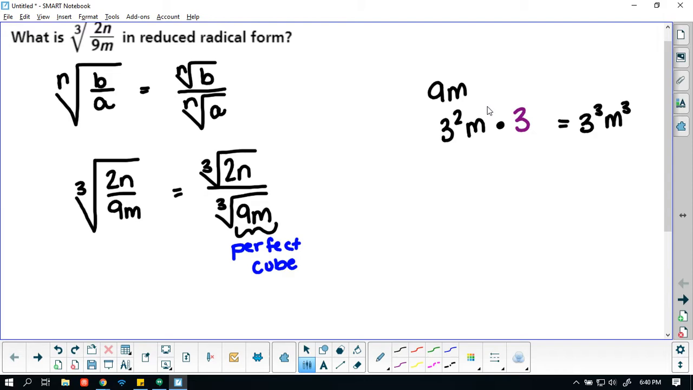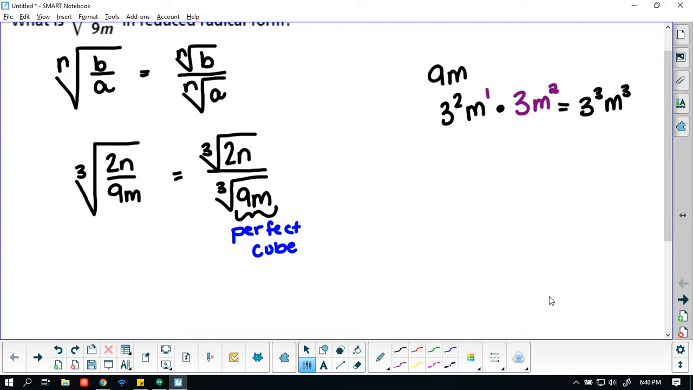As for m, in this case m is to the power of 1. So we need to figure out what we need to multiply m by to get m to the power of 3. So 3 minus 1 will give us m squared. And the whole reason I did this is that now I have created a perfect cube. As a matter of fact, I could say this is 3m cubed.